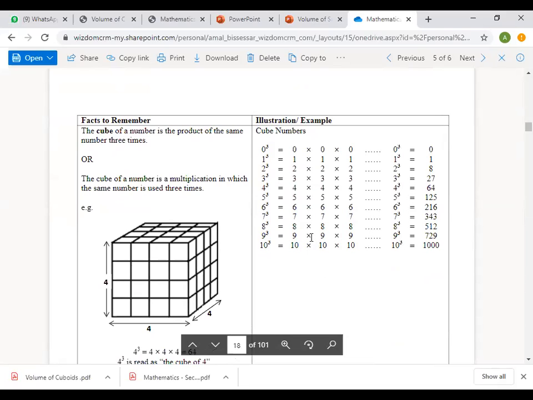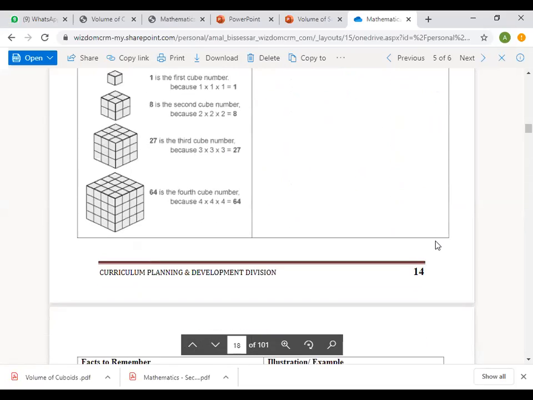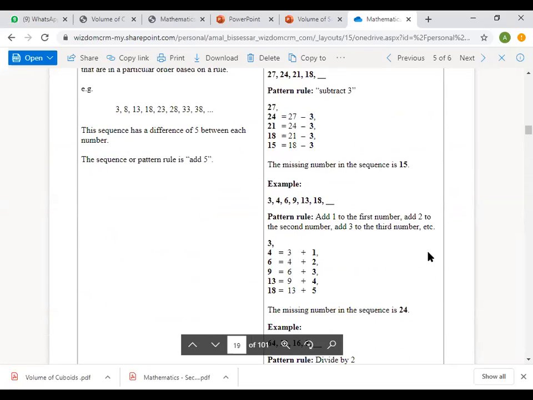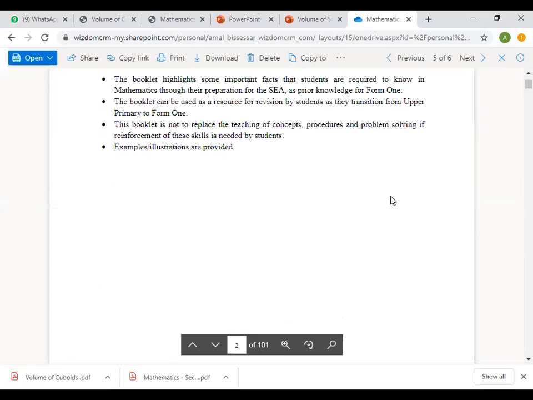Same way 9 by 9 is 81, 81 by 9 is 729. 8 by 8 is 64, 64 by 8 is 512. So these will help you with regards to cuboids and cubes. This will help you with cubes. So if you wish, you can also review it in this section. That's why this manual will help you.